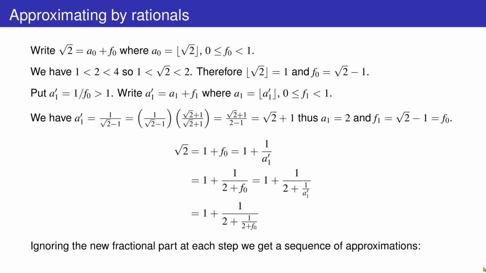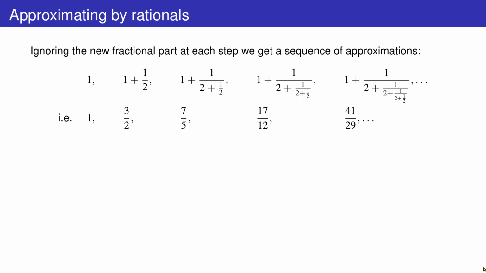So let's again approximate the square root of 2 by forgetting these fractional parts. And here are the approximations we get. We get 1 as our zeroth approximation, then 1 plus a half, which is 3 halves, 1 plus 1 over 2 plus 1 over 2, which is 7/5, and 1 plus 1 over 2 plus 1 over 2 plus 1 over 2, which is 17/12, and then finally we get 41 over 29.